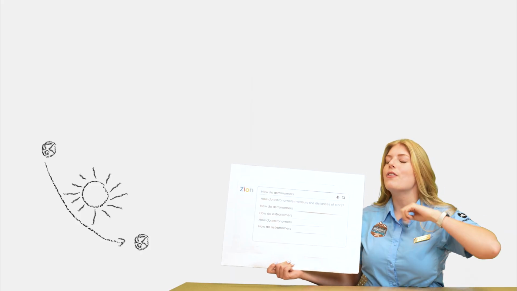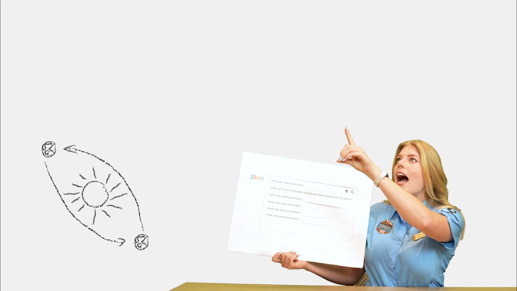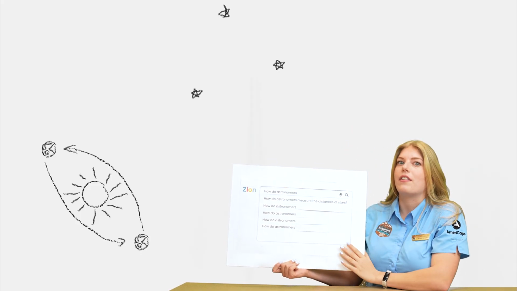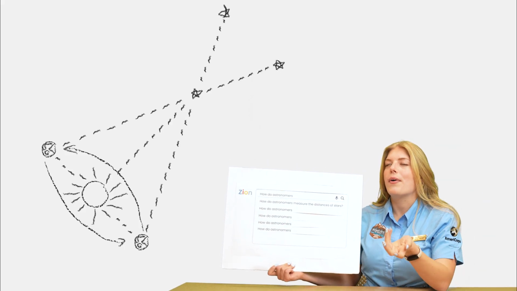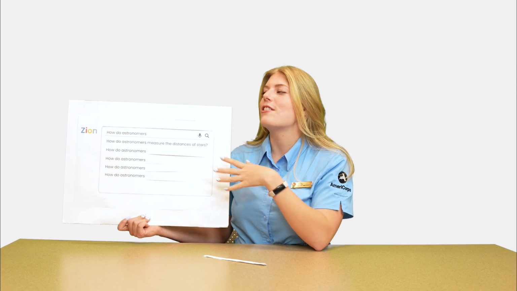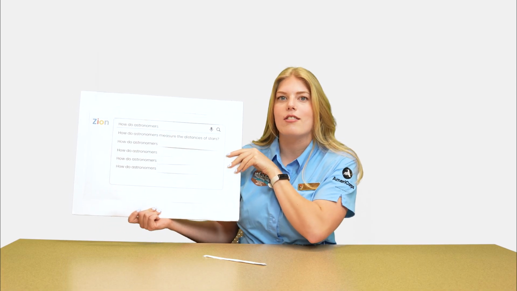As the Earth moves around the sun, we can track how much a star appears to move throughout the sky. And combining that with the distance from the Earth to the sun, since we know what that is, we can make some calculations to figure out how far away those stars are.